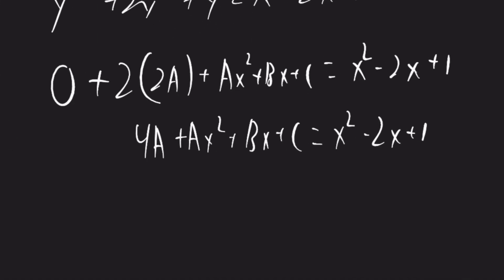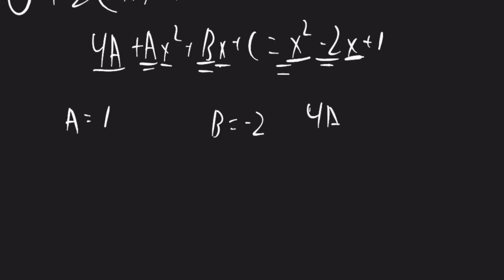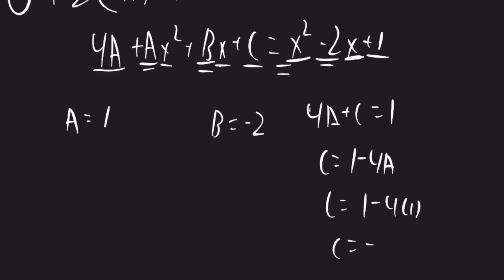We can now compare coefficients. The coefficient of x squared on the left is a, and on the right it's 1. So we can set a equal to 1. We can now compare the coefficients for the x terms. On the left, we have this b, and on the right, it's negative 2. So we can set b equal to negative 2. And lastly, we can check it for the constant term. We have this positive 4a, as well as this positive c on the left, and on the right, we have this positive 1. So c will be equal to 1 minus 4a. A was 1, so c is going to be equal to 1 minus 4 times 1, which is negative 3.